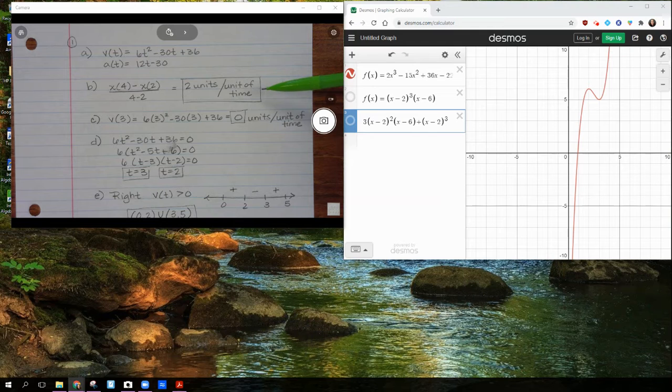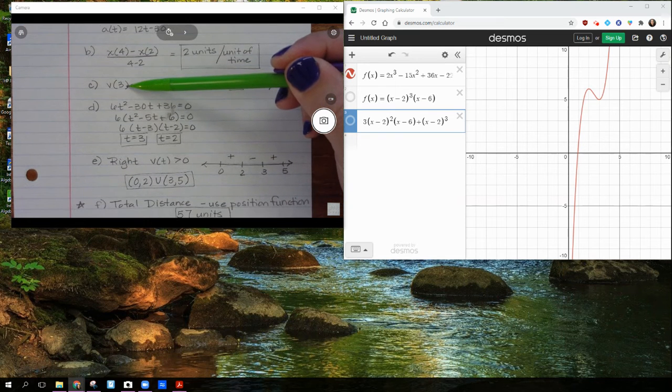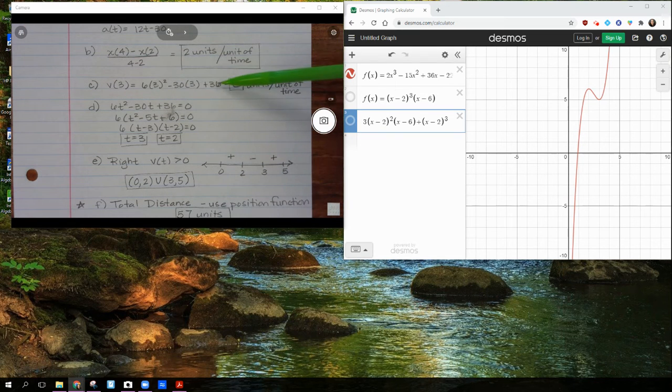Letter C, the particle's instantaneous velocity at t equals 3 is your derivative evaluated at 3. Plug the 3 in, and that comes out to be 0 units per unit of time.